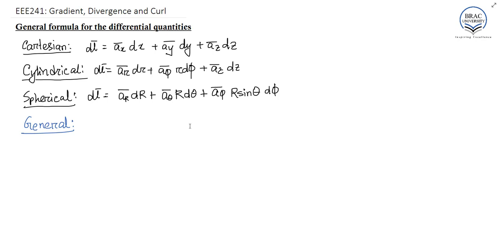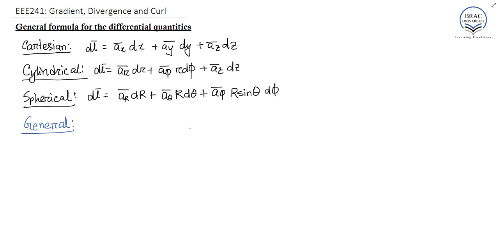This time we'll take a detailed look into the gradient, divergence, and curl. Probably you are already familiar with these three terms, but not in detail. So we'll take a detailed look into what they mean, and the general formula to calculate those things. Let's have a quick look back at the differential quantities that we have already derived.